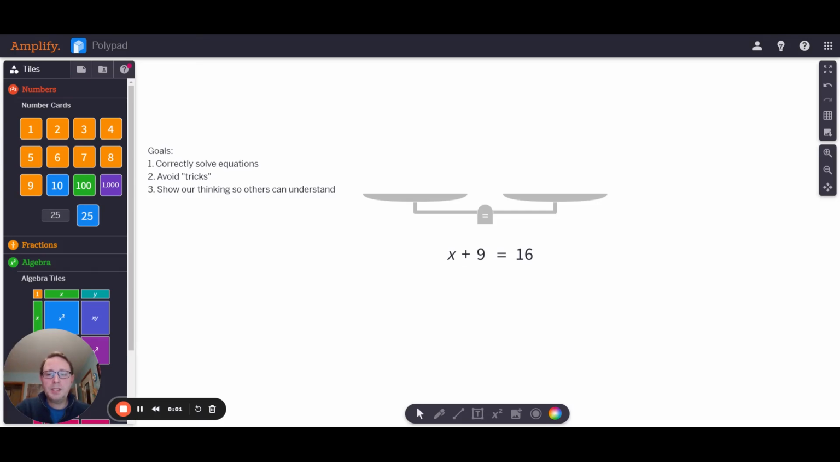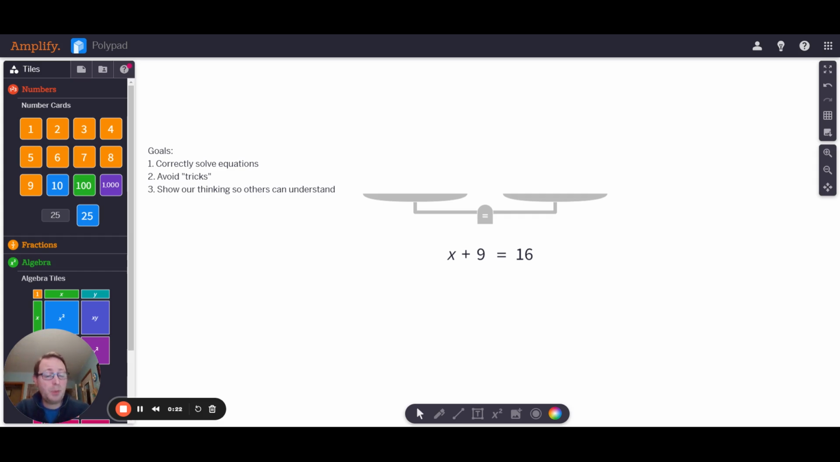Hey mathematicians, in this lesson we're going to dive into a tool called a balance scale for helping us think about solving these equations. Now we have three goals: to correctly solve the equations, to avoid tricks, and to show our thinking so that others can understand.